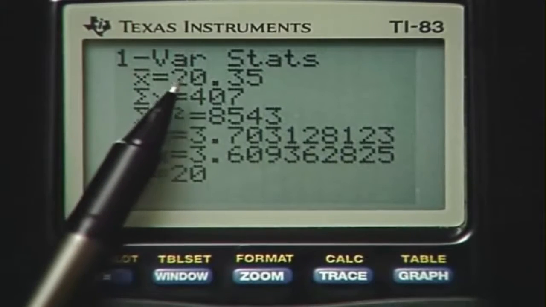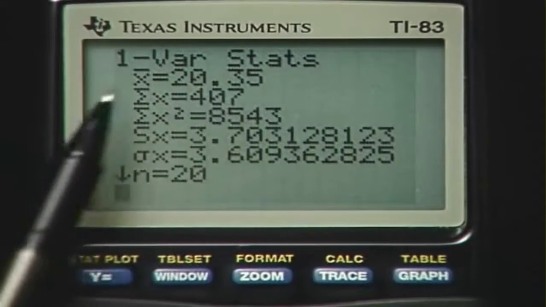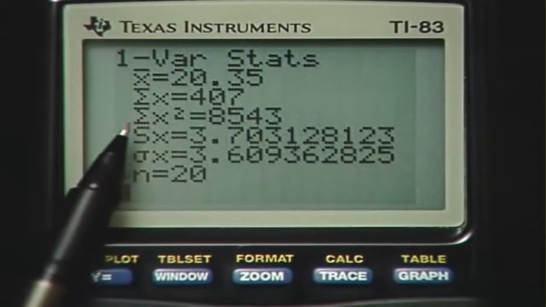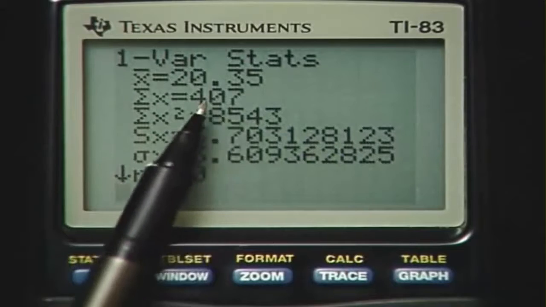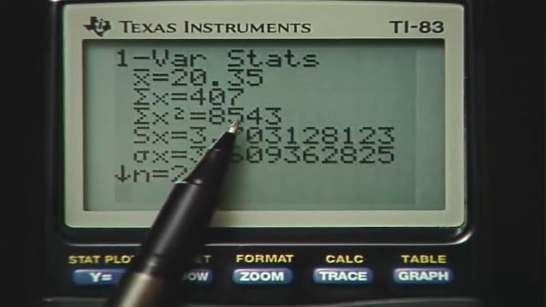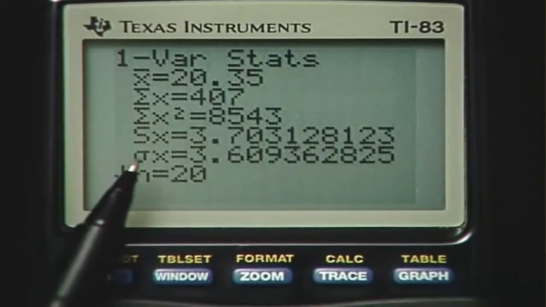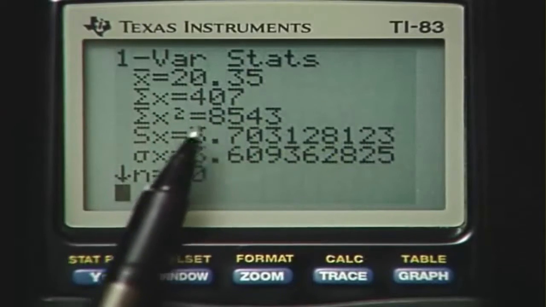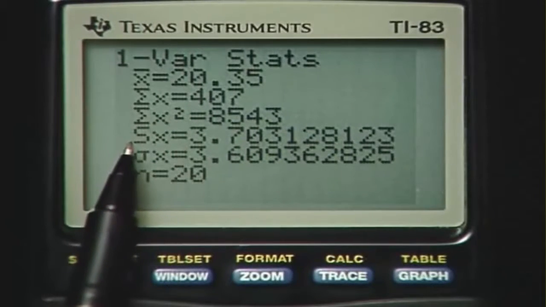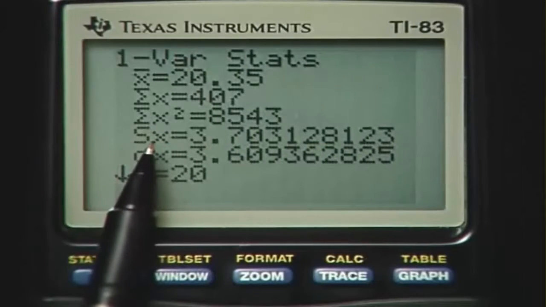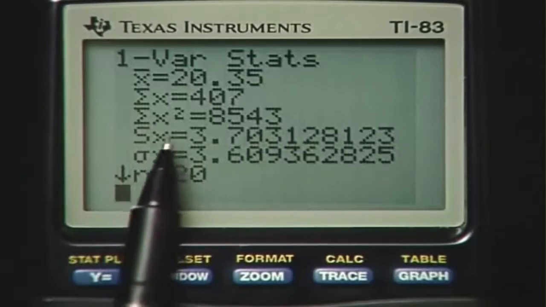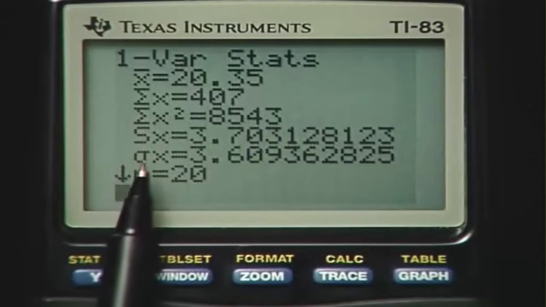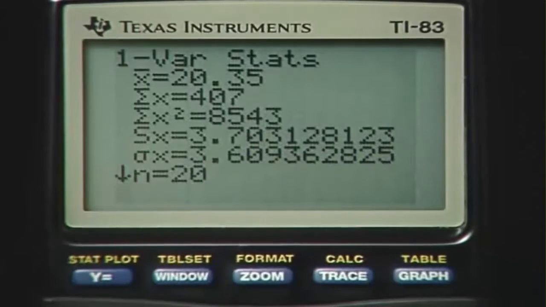Notice the x bar, our mean of the sample, the sum of x values 407, the sum of x squared values 8,543. These were numbers that would be used in our calculation if we were using our formula, and the calculator did the same thing. This is the standard deviation of a sample. The calculator doesn't know whether we're dealing with a sample or a population. The sample standard deviation is this. The population standard deviation would be that.